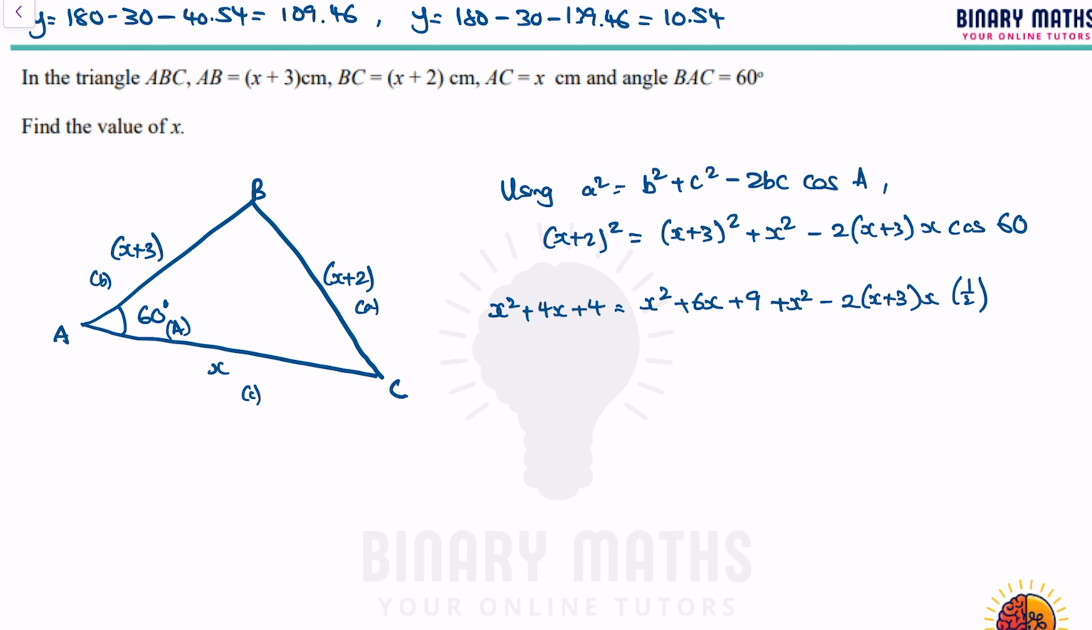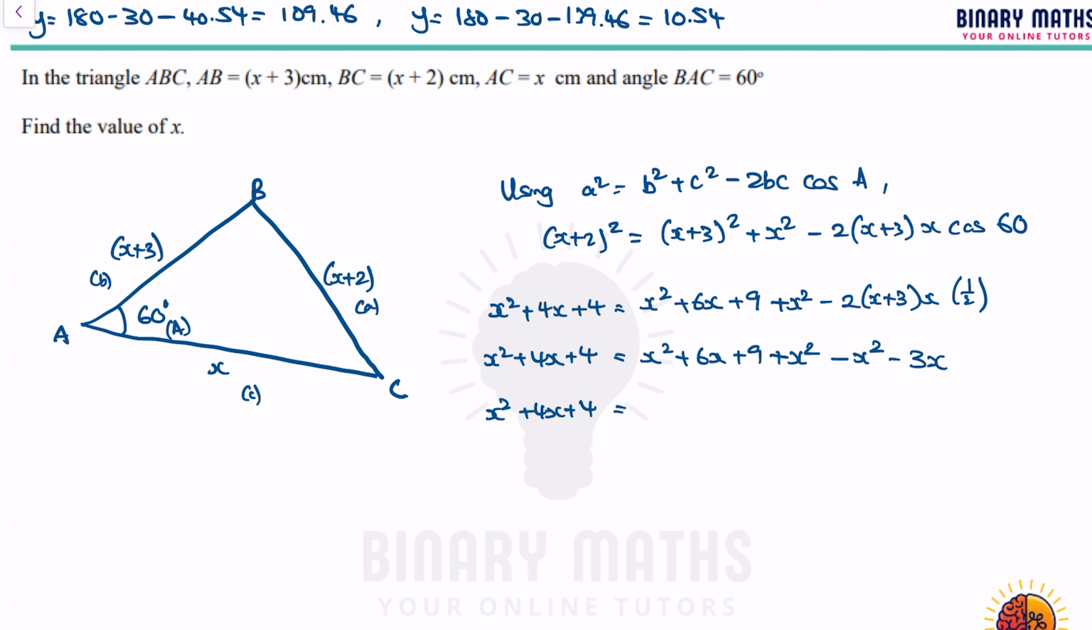If I simplify this, I get x squared plus 4x plus 4 on the left-hand side. On the right-hand side, x squared plus 6x plus 9 plus x squared, minus 2 times x times a half gives me minus x squared, and minus 2 times 3 times x times a half gives me minus 3x. So if I simplify the right-hand side, I get x squared plus 4x plus 4 on the left-hand side still.